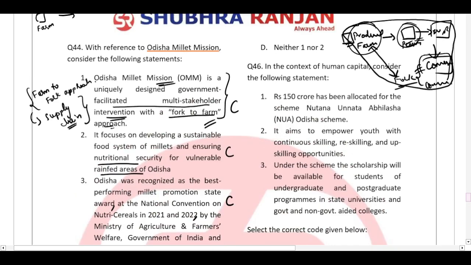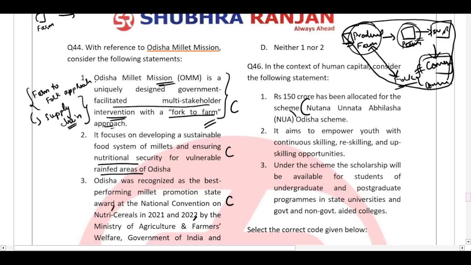Question number 46. In the context of human capital, consider the following statements. Again, factual data from the budget. 150 crore has been allocated for the scheme for Nutana Unnata Abhilasha. If you Google it, you might get a different amount which was allocated to the scheme. But we are going by what was there in the government documents.